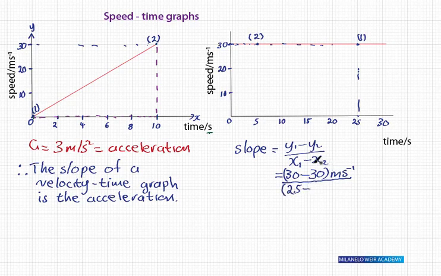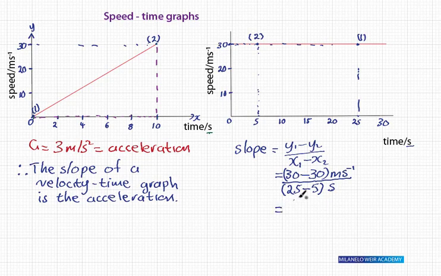minus x2. x2 is the value of x at point number 2. Where is point number 2? Here is point 2. Then going down to the x-axis, I will find the value of x vertically downwards. Yes, this is 5, right? And the units, seconds, right?